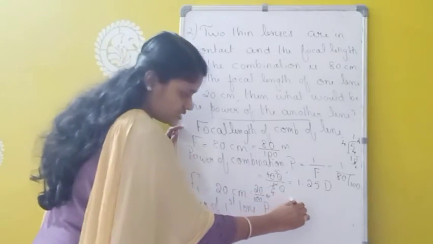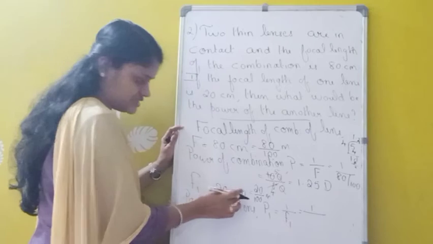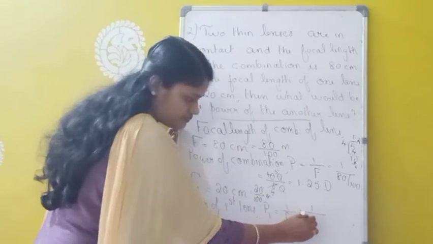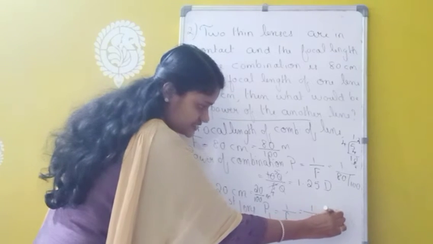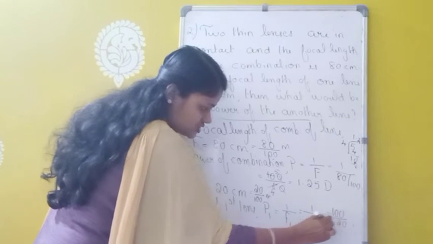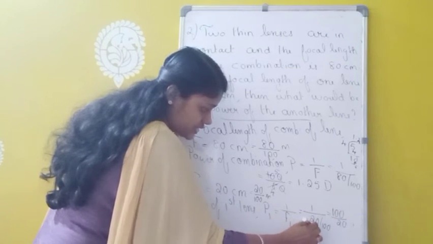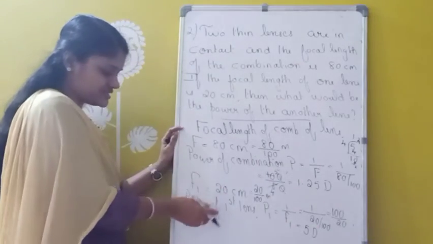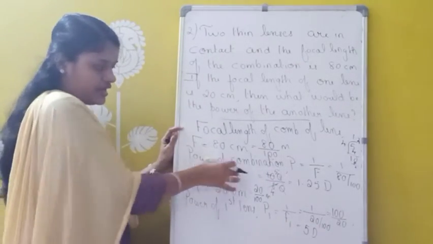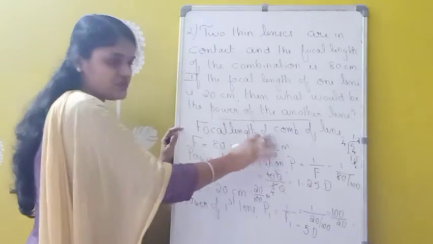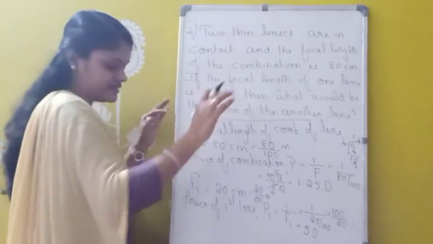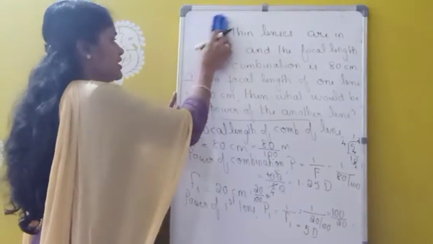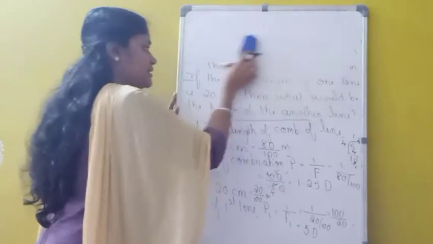Now we can substitute here 1 divided by what is F1 here? 20 by 100. That means 100 by 20. So how much are you getting? 5. So 5 diopter. This 5 diopter is the power of first lens, and this 1.25 diopter is the power of combination. Then what we have to find out? We have to find the power of the second lens.